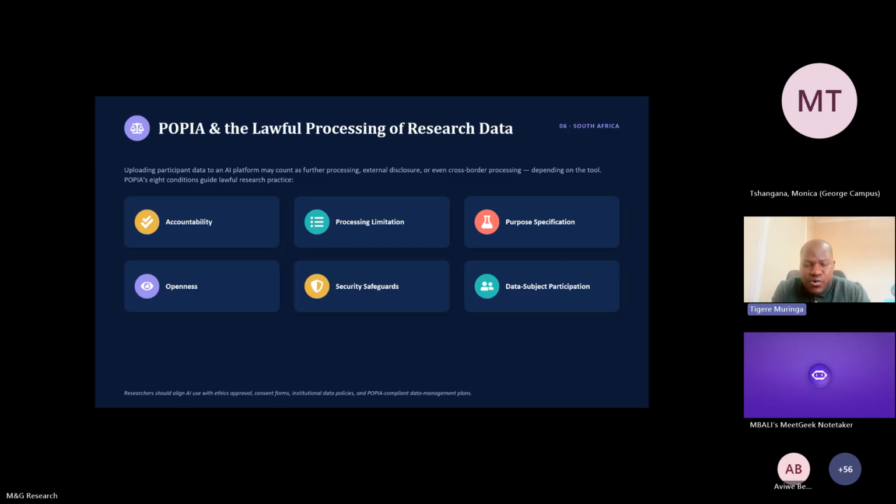So you need to align your data analysis approach with your ethical approval and the consent forms. What did the participant consent to? In your consent form, was it declared? Was it made clear and transparent that this data will be uploaded on ChatGPT? If it was not, then it is unethical for you as a researcher to do so. If the consent form the person signed says the data will be analyzed through thematic analysis manually, then you cannot go and upload that data on ChatGPT.